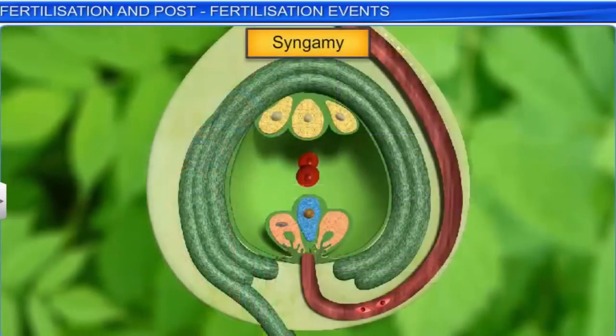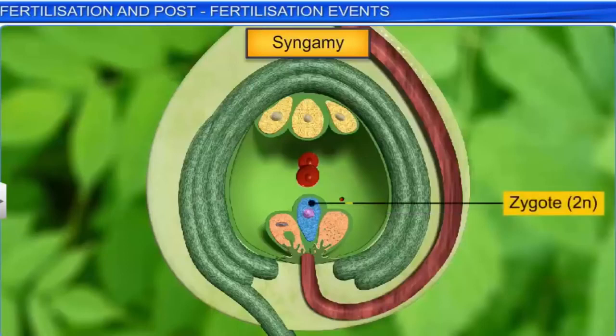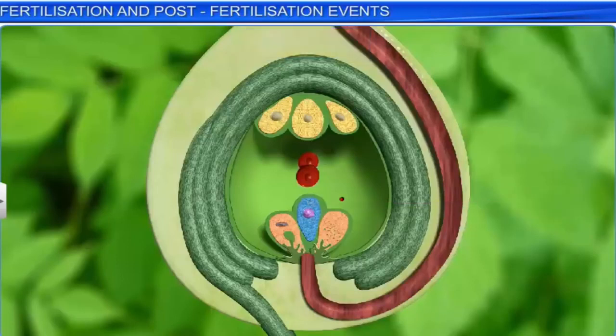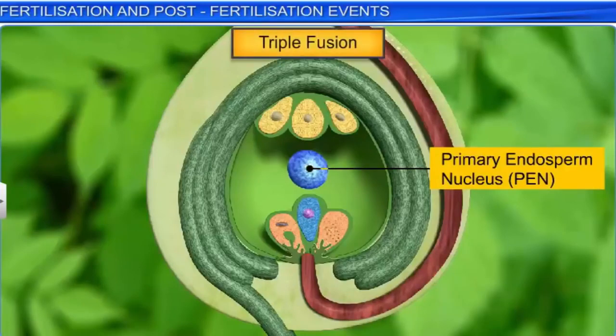Of the 2 male gametes, one enters the egg cell and fuses with its nucleus. This fusion, known as syngamy, or first fertilization, results in the formation of a diploid zygote. Meanwhile, the other male gamete moves towards the 2 polar nuclei and fertilizes them to produce a triploid primary endosperm nucleus, or PEN. Incidentally, this fusion is known as triple fusion, as it involves the fusion of 3 haploid nuclei.